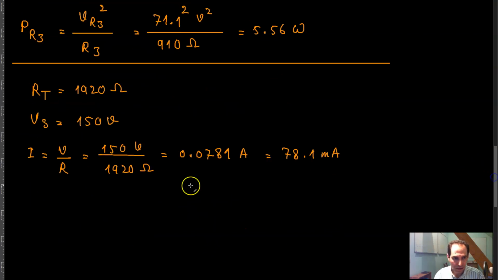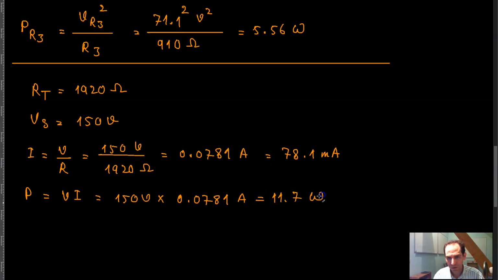Now, what that means is that the power dissipation by this whole circuit would be V times I, which is equal to 150 volts times 0.0781 amps, and that's 11.7 watts. That's the total power dissipation by the circuit.